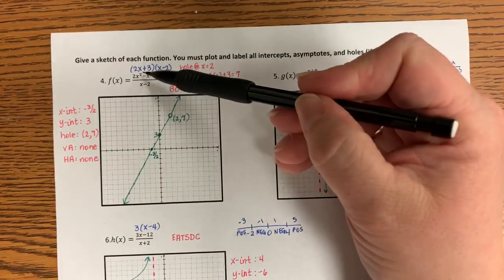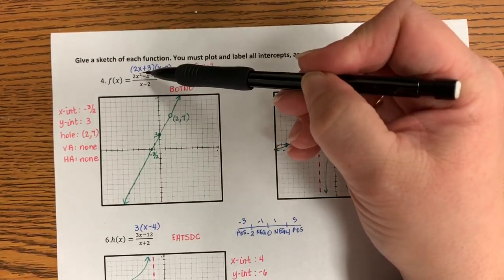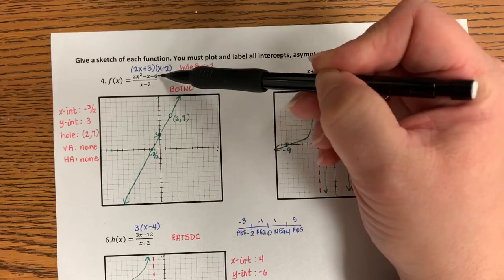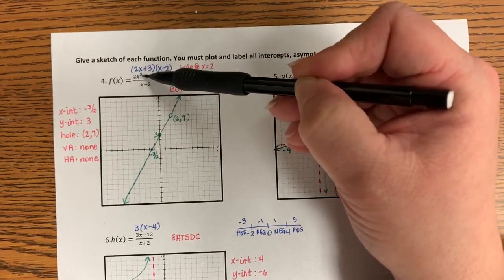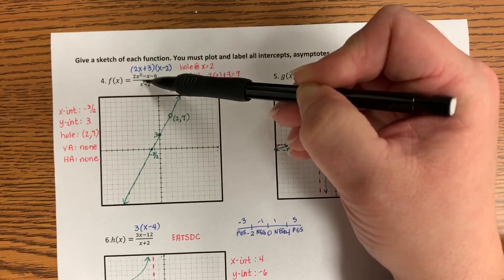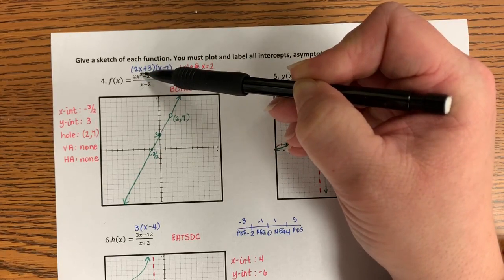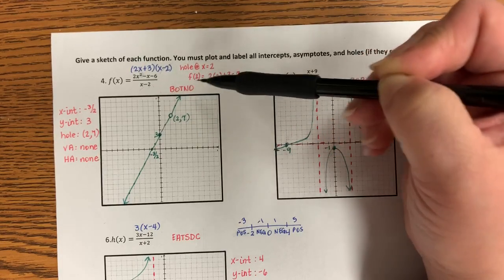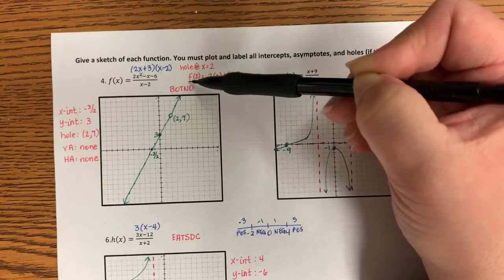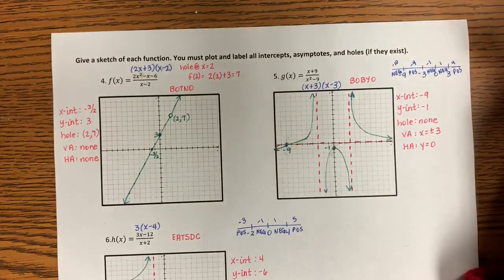So you want to look at your highest degree on the top. The highest term has an exponent of 2. On the bottom, it's 1. So you're bigger on top than you are on the bottom. So that's BOTN, bigger on top. And so that means there's none for the horizontal asymptote.